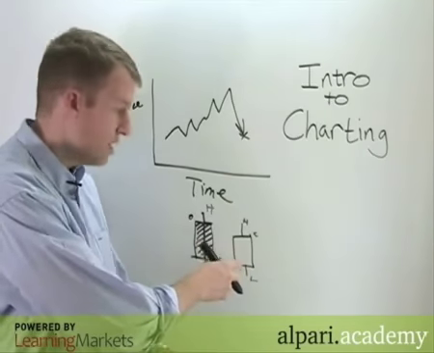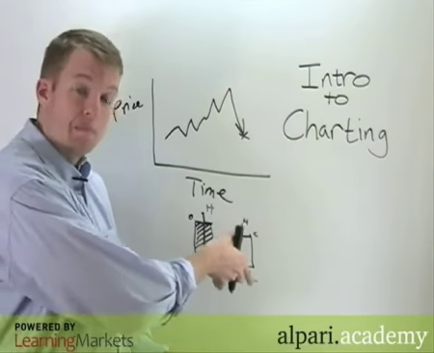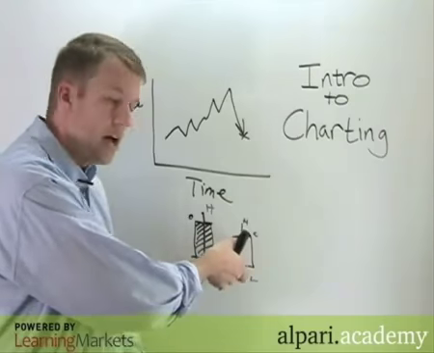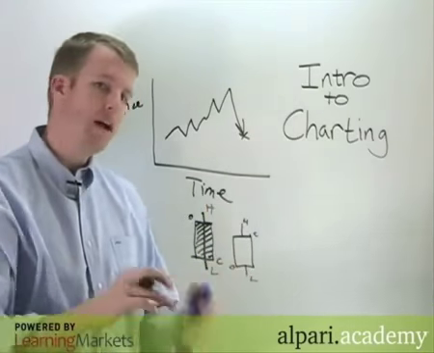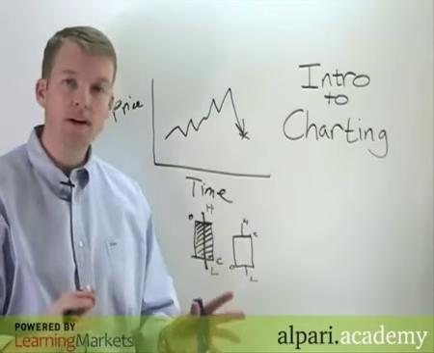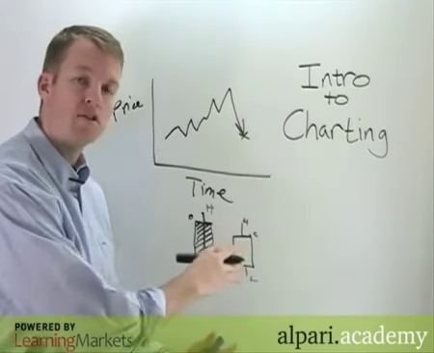Was there a small price range? How big was the body compared to the price range? Were we up for that period? Were we down for that period? I don't have to look at any numbers. I know exactly what it is when I'm looking at it, which is why they're so popular.